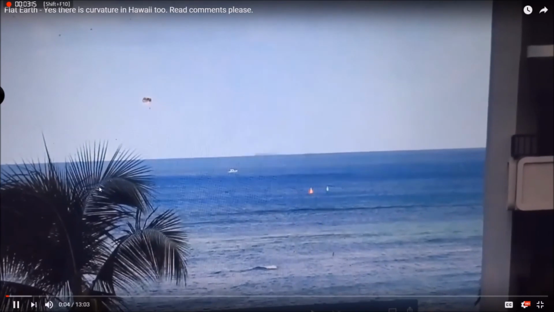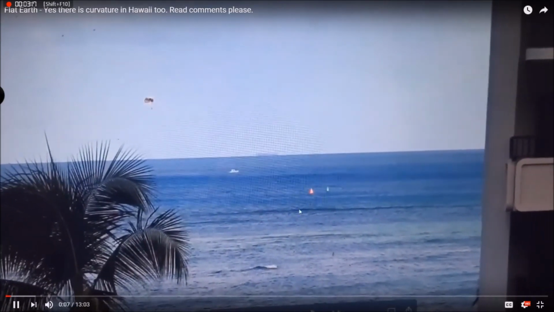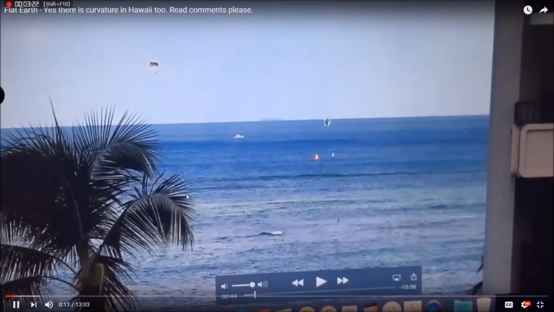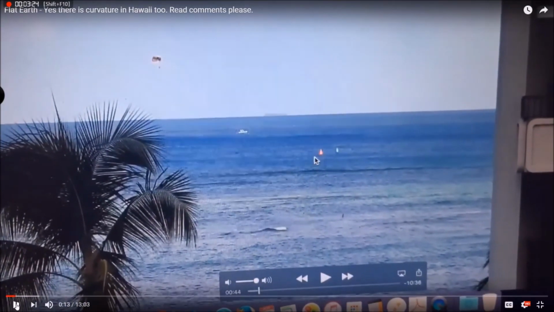So I'm in Hawaii at the moment, and this is a video taken from the 6th floor of the hotel that I'm staying in, looking out across the ocean at a ship. Now, what I want you to notice also... right, that's the ship, and the 6th floor.